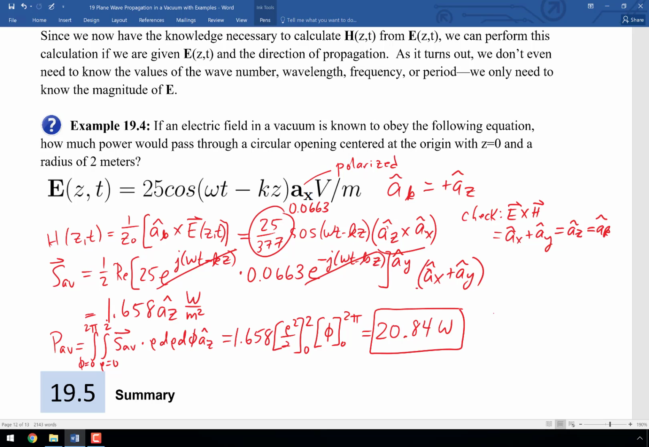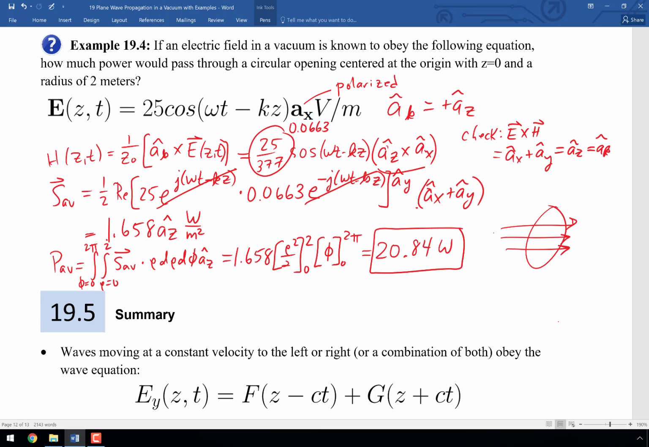So how much power is flowing through that circle? As we see, power is flowing through the circle in the quantity of about 20.84 watts. So we've covered a lot of ground today. We've done a lot of good stuff.